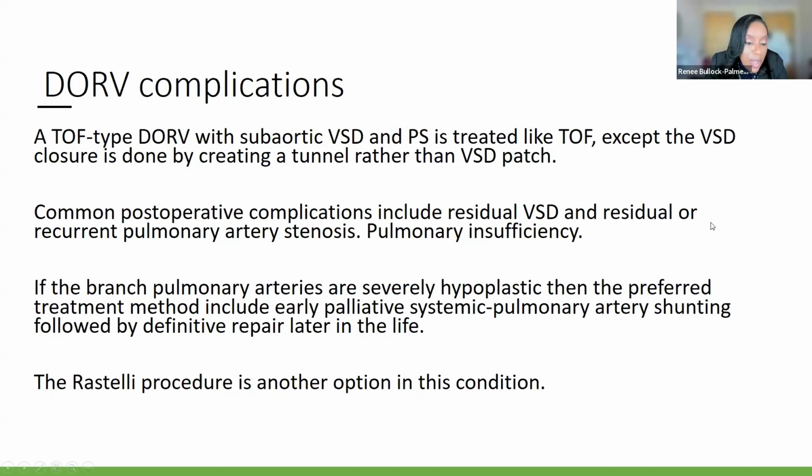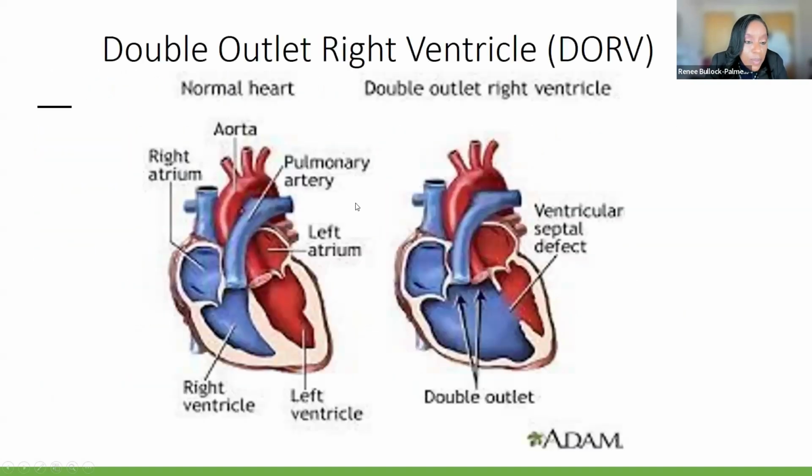Rastelli procedure is another option that these patients can be treated with, where the conduit is replaced. And I'll just go back here. The VSD is closed, and then the conduit is created from the right ventricle to the pulmonary artery, and the aorta is then shifted back over to the left ventricle to correct the condition.